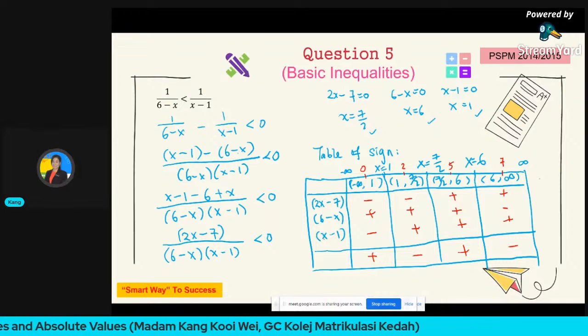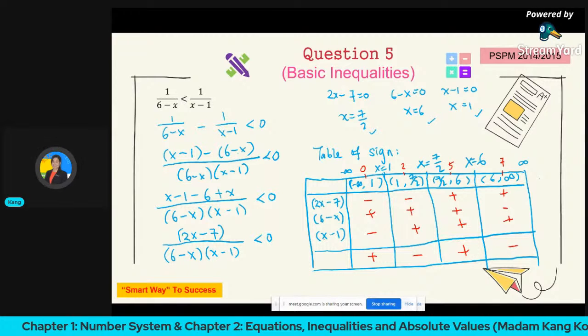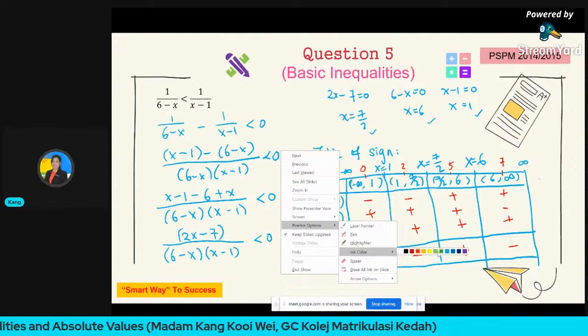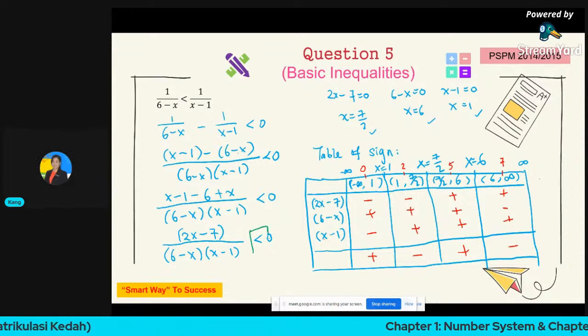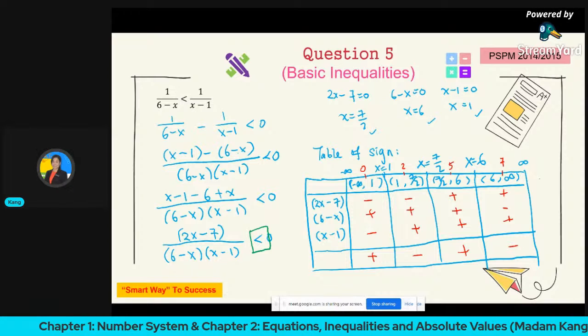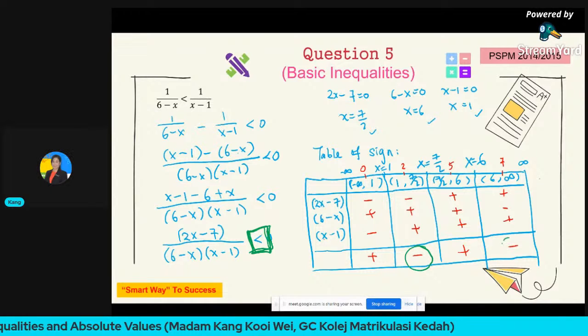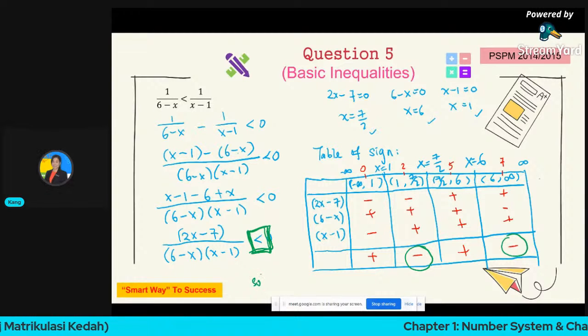Okay, so class, if you want to make sure your table of sign is correct or not, you look at the last row here. The signs alternate: positive, negative, positive, negative. Must alternate. Now, you want to choose the positive or negative sign. How to check it? You look at the last inequality that you already wrote down, with the factors in the simplest form, the step before you let all the factors equal to 0. The sign here is less than. That means we need to choose the negative part.